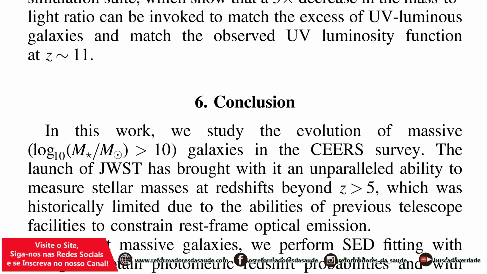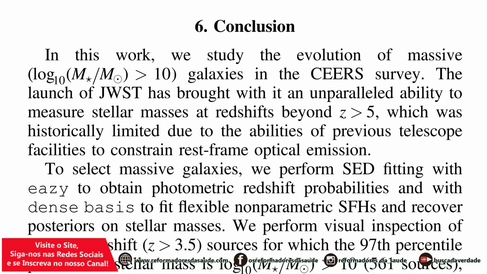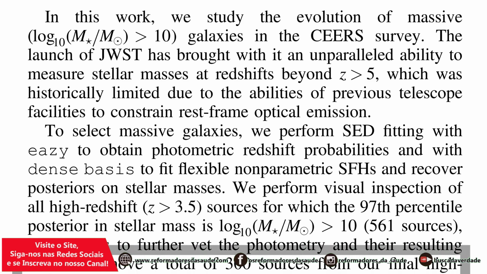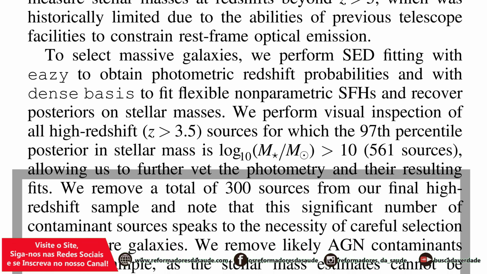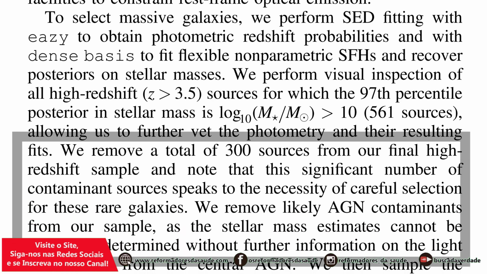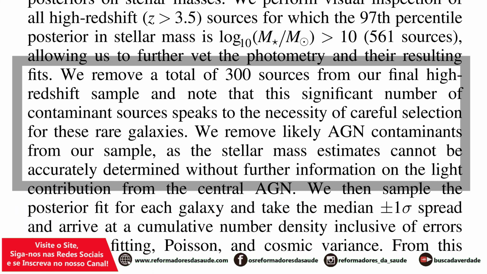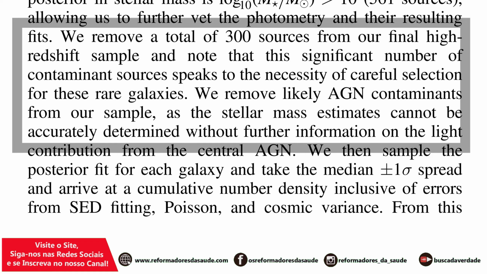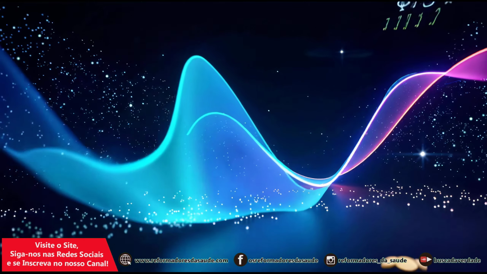In the study they cite, "we removed a total of 300 sources from our final high redshift sample." And further cites, "we removed likely AGN contaminants." AGN are sources of light from extremely bright galaxy nuclei. And so, by extracting such values, the study makes its probabilistic analysis. Probabilistic analysis has to do with the block that is studied.